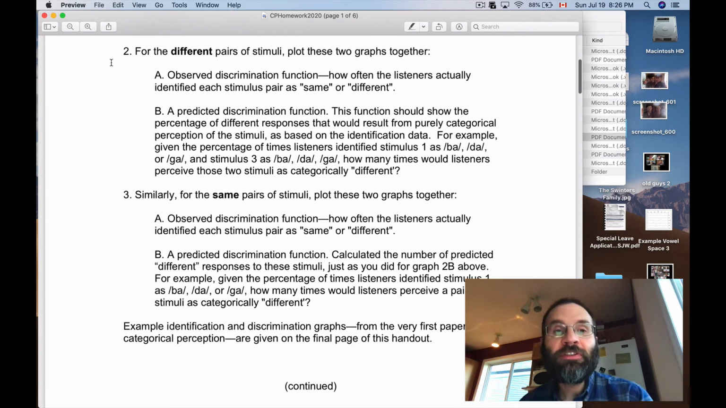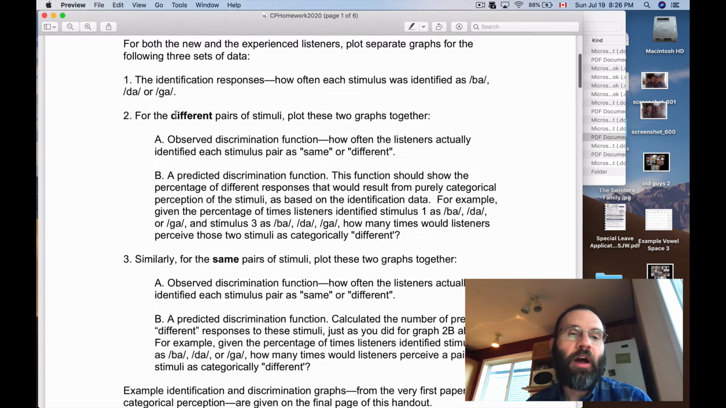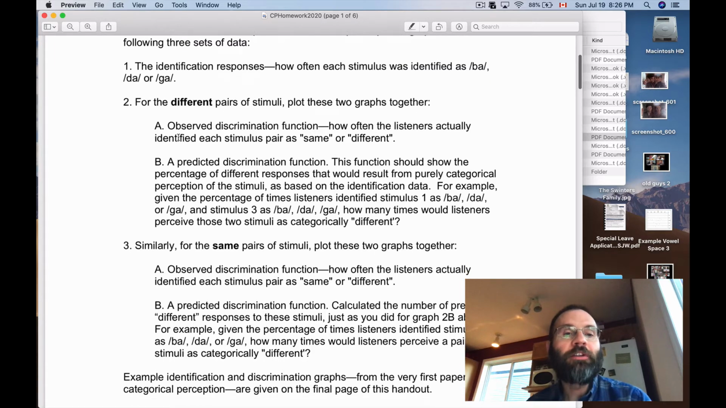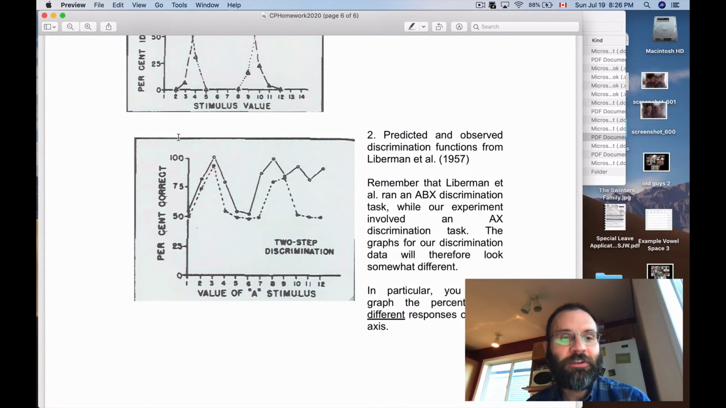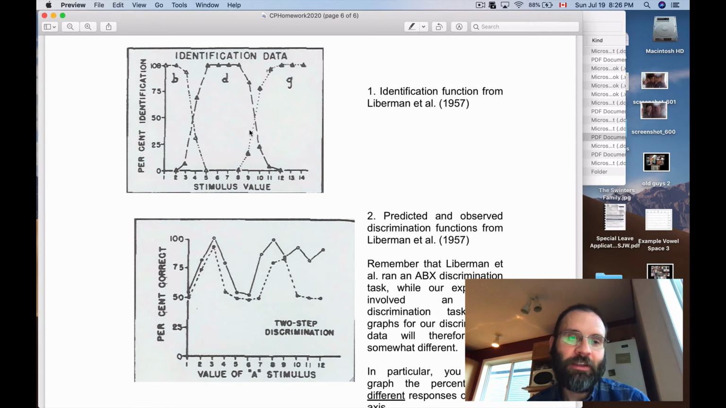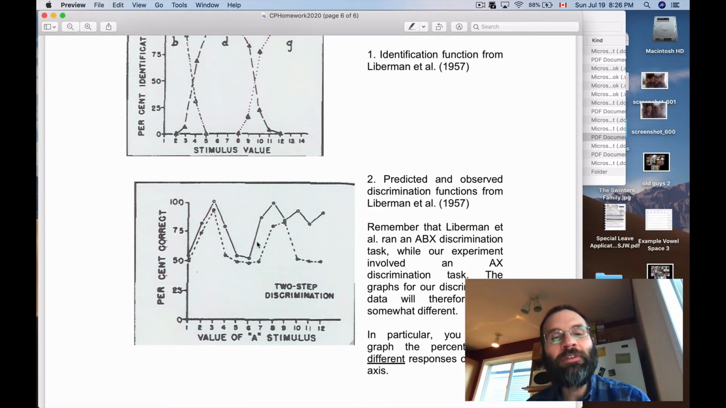For the different pairs of stimuli, I also want you to plot 2 graphs together, just like down here. This is showing you the predicted curve based on the identification data and also the observed curve of actual responses in solid line form on the same graph. And the reason that Liberman et al. did this is because they wanted to see how well these matched up. The theory behind categorical perception, again, is that these two should match up basically exactly.